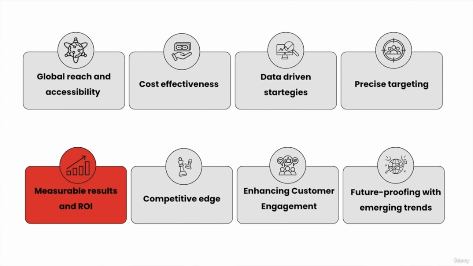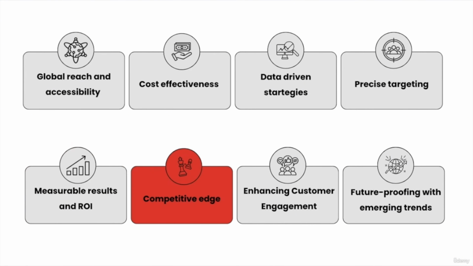Measurable results and ROI. With digital marketing, every action is trackable. From clicks and conversions to customer interactions, businesses can directly measure the return on investment, ROI, and adjust strategies accordingly. Competitive edge. Digital marketing provides businesses with a competitive advantage by enabling faster adaptation to market changes. Companies can respond quickly to trends and customer demands, which is often harder in traditional marketing.